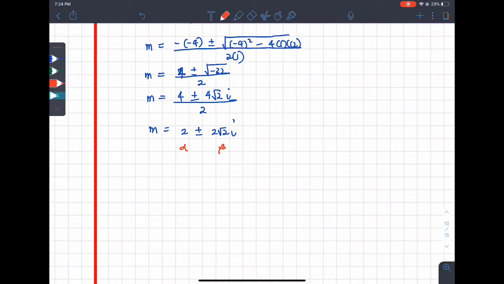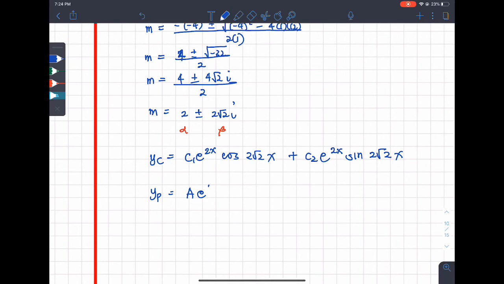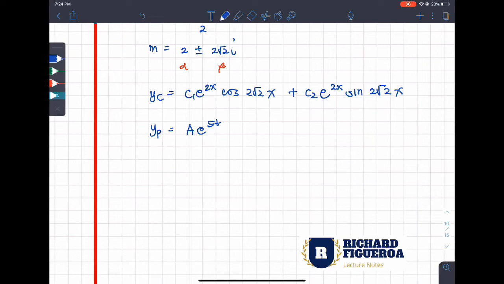And thus our complementary solution would be c1 e raised to 2x cosine of 2 square root of 2 x, plus c2 e raised to 2x sine of 2 square root of 2 x. So that is our complementary solution. Next, let us have our particular solution. For 3 e raised to 5t, yp would be a e raised to 5t. And it does not resemble any of the terms in our complementary function, so we could proceed with our derivatives.